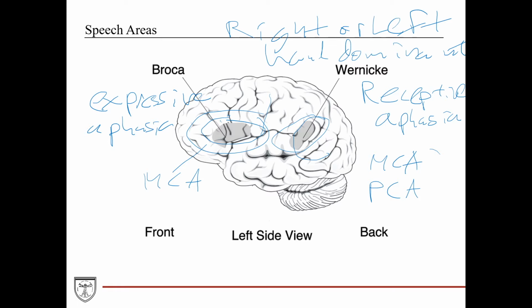This is usually a result of damage to the parietal lobe of the brain, mainly in the dominant hemisphere. So if it's a right-handed individual, it's going to be the left hemisphere.